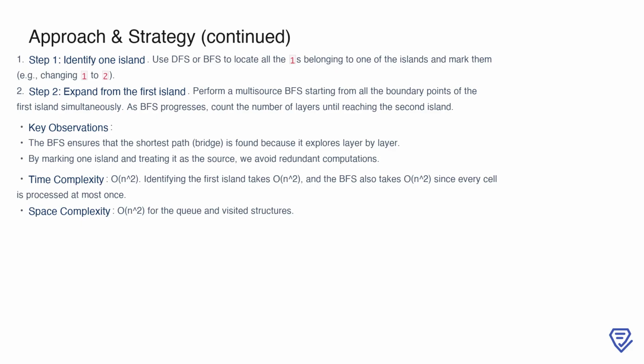This means we treat all the boundary cells of the marked island as the starting points and explore layer by layer. As the BFS progresses, we count the number of layers until we encounter the second island. This approach ensures that we find the shortest path because BFS inherently explores all possible paths in increasing order of length. The time complexity of this method is O(n^2), as each cell in the grid is processed at most once, and the space complexity is also O(n^2), due to the queue and visited structures used in the BFS algorithm. This makes it significantly more efficient than the brute force method.